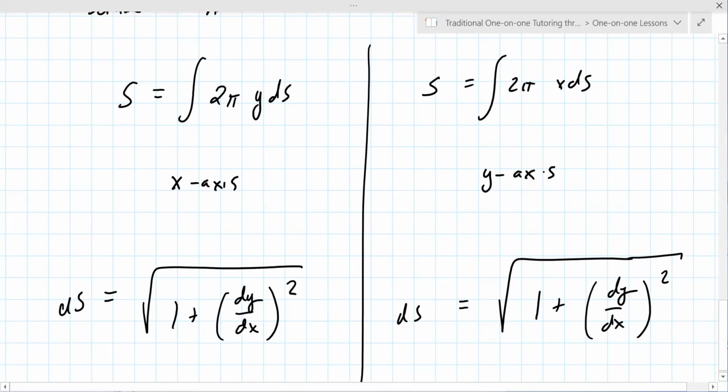And now we can go do a problem. But they have to tell you which axis, they can't leave this out. That's really important to know.